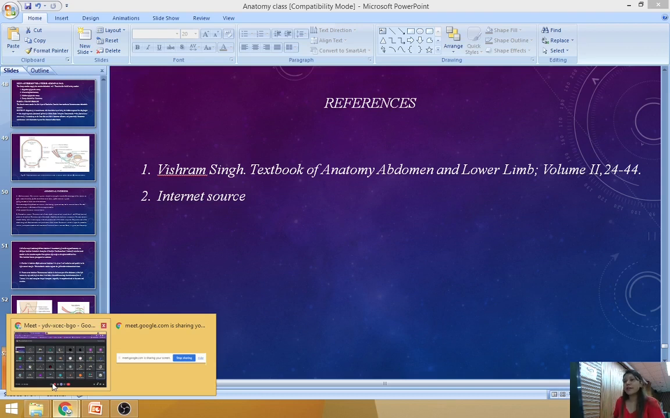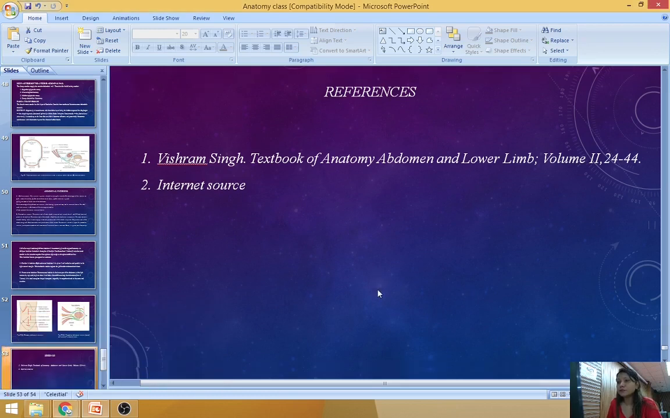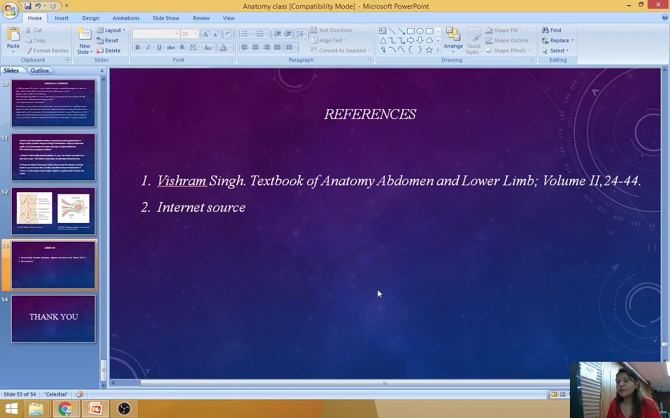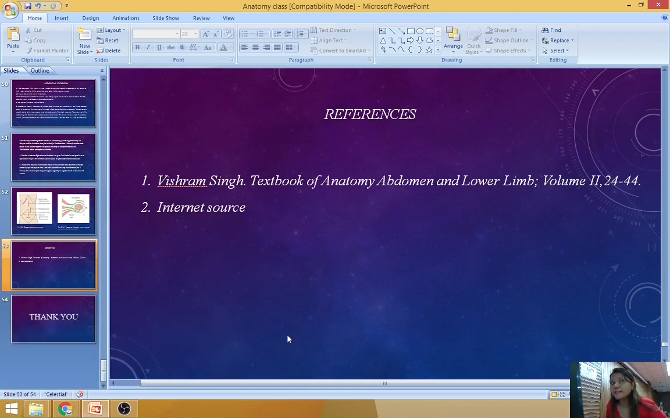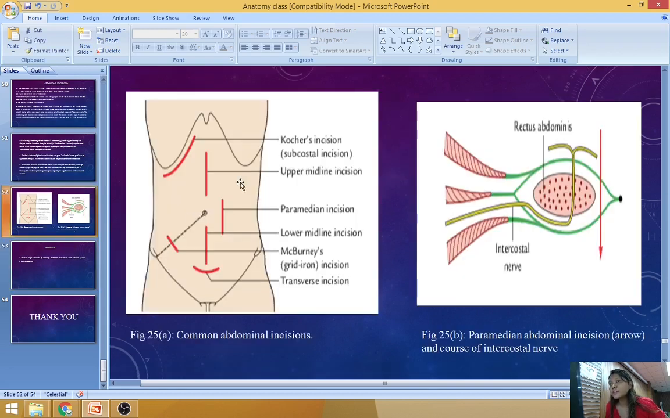Okay, thank you so much. Understood, no? Yes, ma'am. Last question. McBurney's incision is given for which surgery? Right iliac fossa. What structure is present? Appendix. So, appendicectomy. Kocher's incision is given in which surgery? Gallbladder. Yes, gallbladder. McBurney's is for the appendix and Kocher's is for the gallbladder.